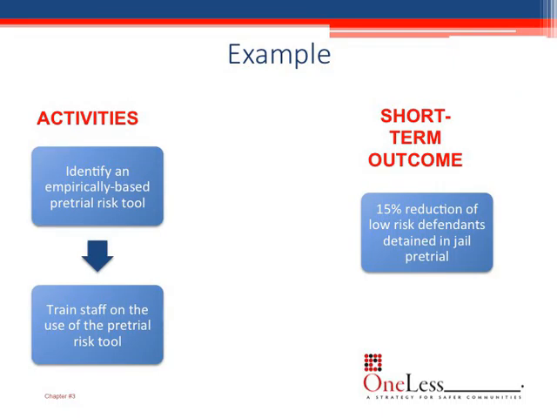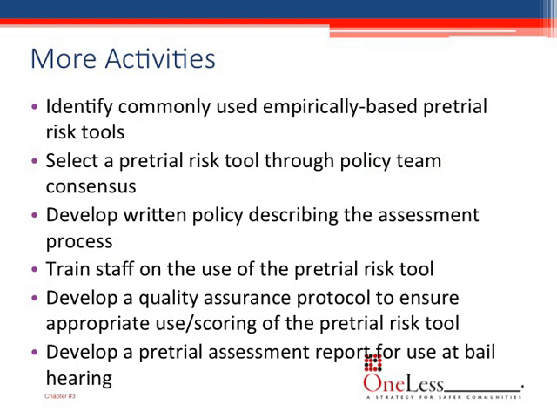Perhaps you said that in order to reduce the population of low-risk detained defendants, you'd need to identify a risk tool and train staff on the use of the risk tool. These would be examples of activities that might lead to the short-term outcome. Now think about that a bit more. There are probably other activities involved in just those two things.